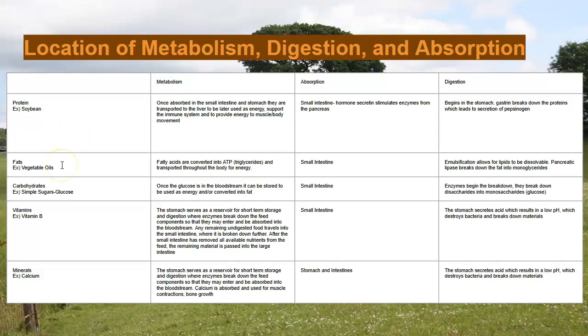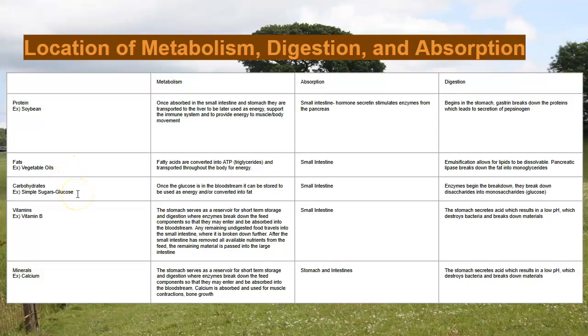Next, we have fats. An example I have listed is vegetable oils. So the fatty acids are converted into ATP, triglycerides, and transported throughout the body for energy. The absorption occurs in the small intestine, and the digestion, the emulsification allows for lipids to be dissolvable, and pancreatic lipase breaks down the fat into monoglycerides.